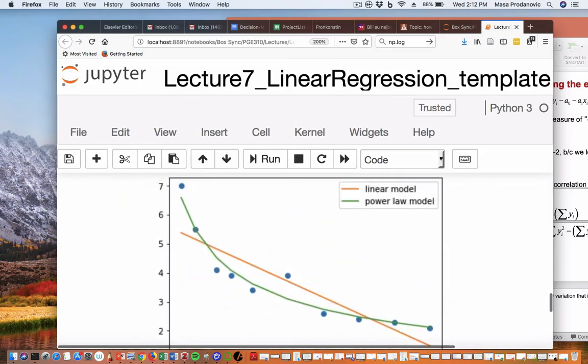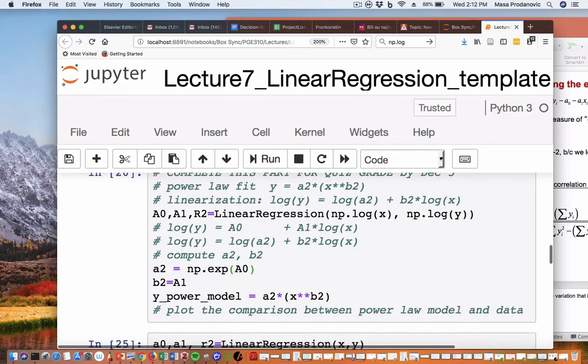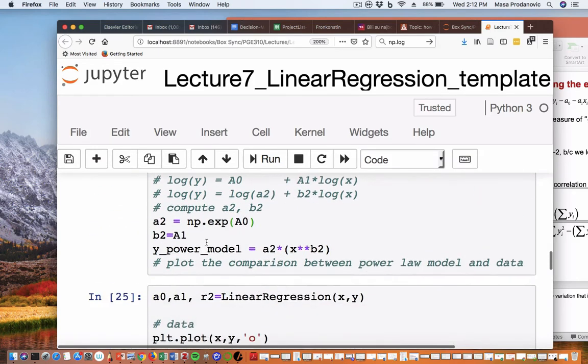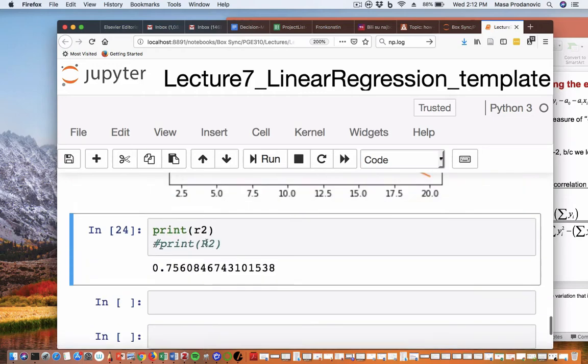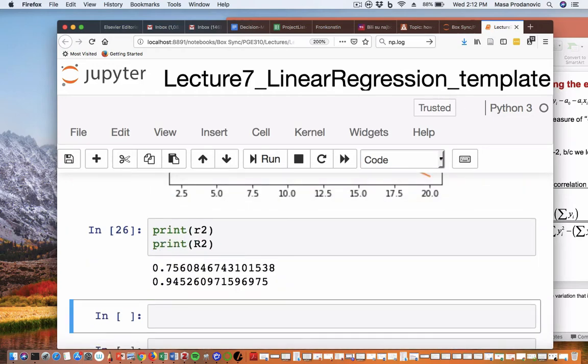Okay, so comparing my linear model and power law model, obviously the power law tends to follow the data much better. I can see that visually. Let's see how my R2 works. Basically I can see how this model had an R2 fit. Let's actually print that number and see whether it's better. So yes, it's 0.95 if I round it up versus 0.76. So obviously my power law fits the data better.